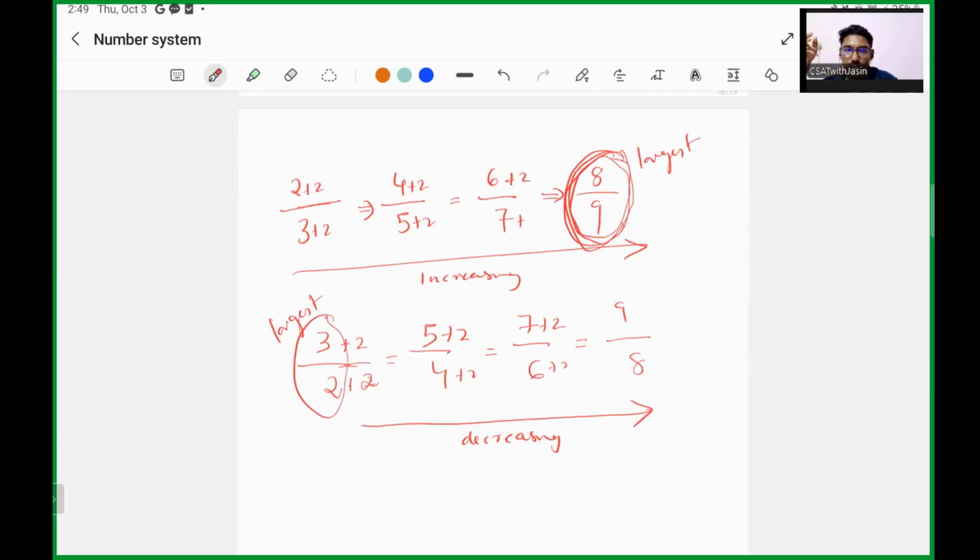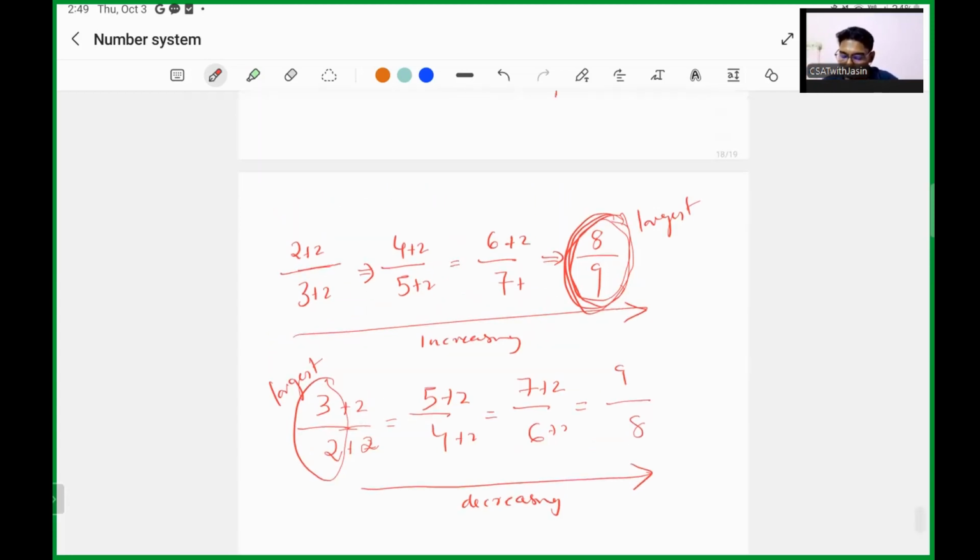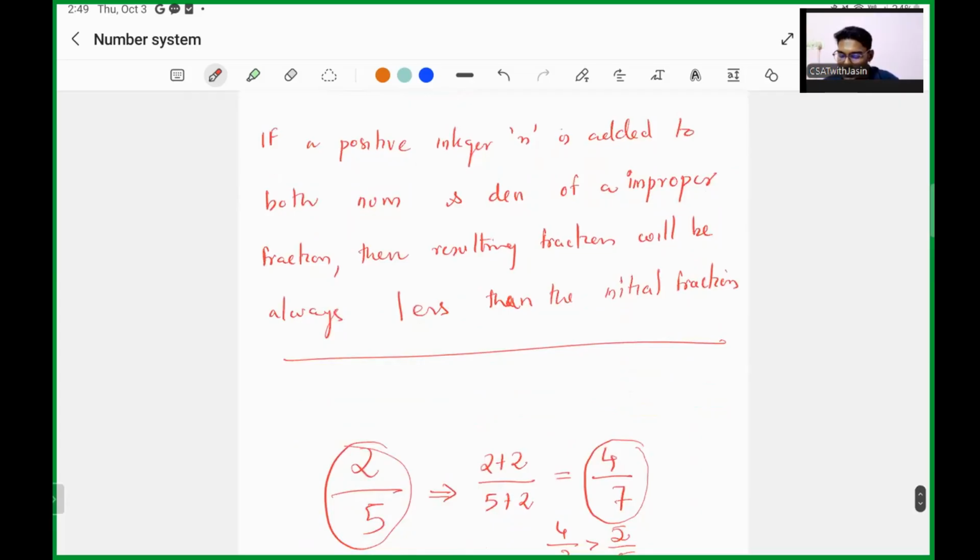Okay. So I'll say one statement. Just say whether it's true or false. If a positive integer n is added to both numerator and denominator of a fraction, then the resulting fraction is always greater than the initial fraction. Is it true or false? I'll say it once again. If a positive integer n is added to the numerator and denominator of a fraction, then the resulting fraction is always less than or always greater than the initial fraction. Why is it false?